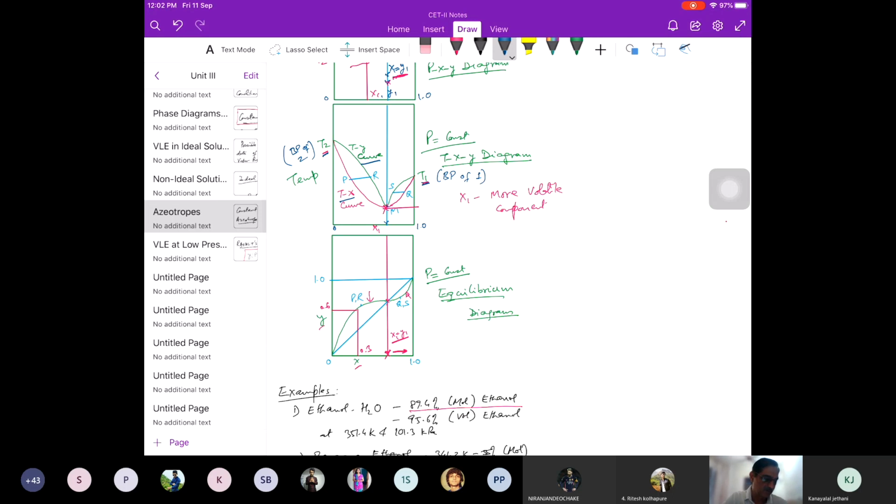Yes Niranjan, go ahead. Sir, if the composition of the mixture is more than point m or less than point m, then what will happen, sir? See, when you start distillation, you have to understand what distillation is. Take a composition, say this composition I took. Understand this. I am starting with a liquid which has this composition, right? So what will happen? I'll get a vapor of this composition.